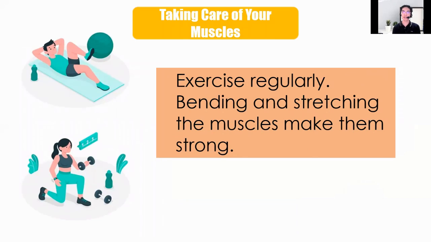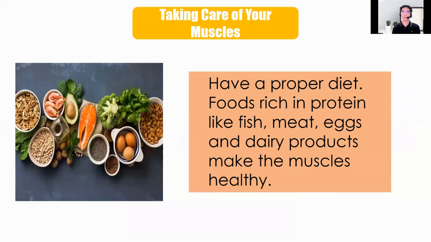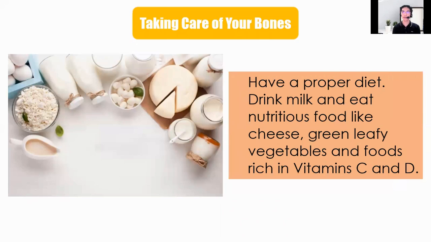How can you take care of your muscles? Exercise regularly. Bending and stretching the muscles make them strong. Have a proper diet. Foods rich in protein like fish, meat, eggs, and dairy products make the muscles healthy. Have a proper diet. Drink milk and eat nutritious food like cheese, green leafy vegetables, and foods rich in vitamins C and D.